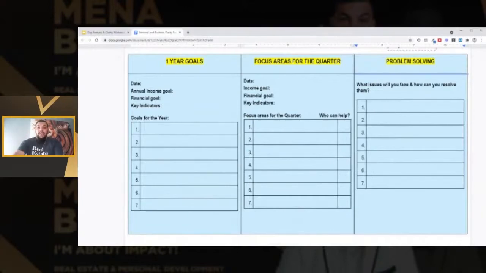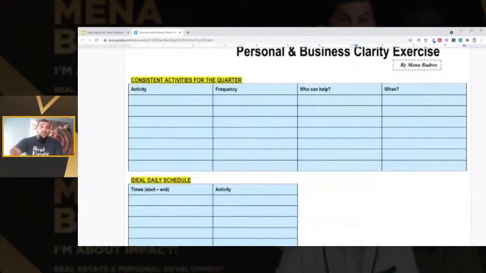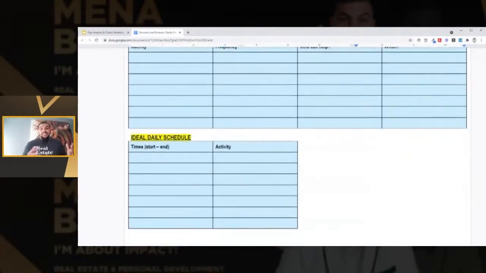And after you go through that, then you want to look at the activities that you need for the quarter, and also then your daily schedule. What does that look like?